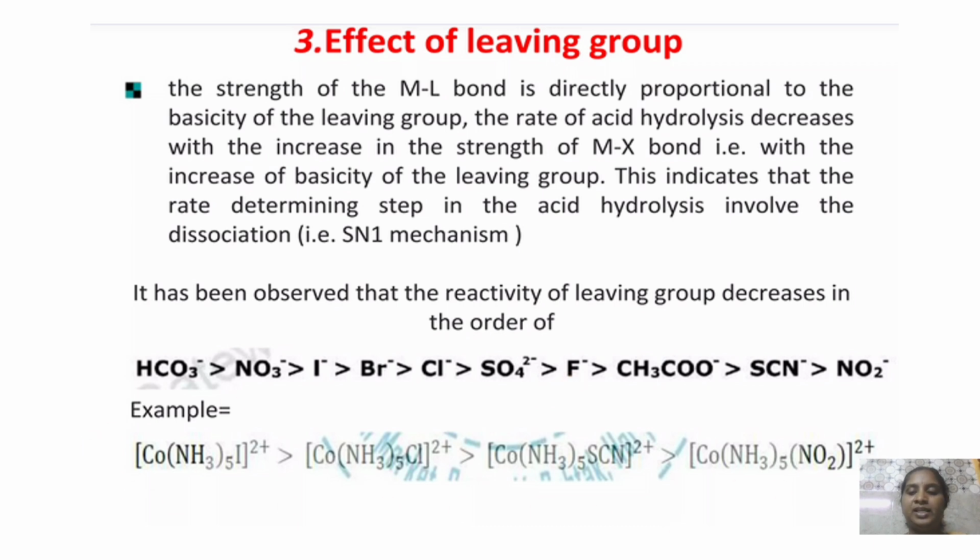See the example here with the respective ligands. All have cobalt and ammonia. The other ligand in the first case is iodine, second is chlorine, third is thiocyanate, last is nitro. Among these, iodine is more basic, so it can be easily replaced with water. In the last case, it is very slow.